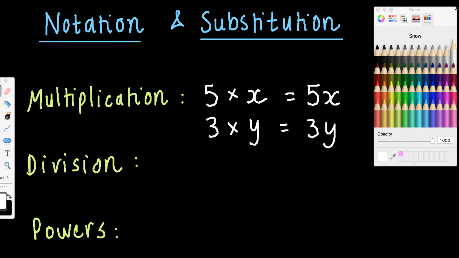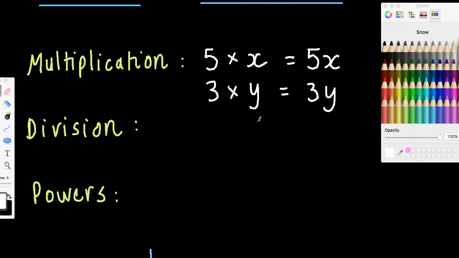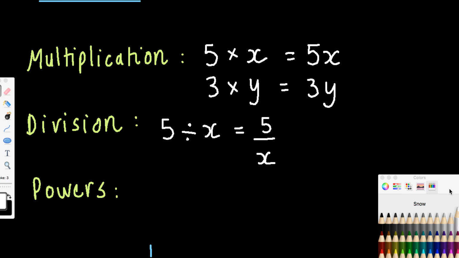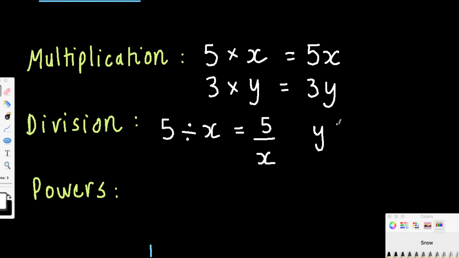Now, in division, very similar, say you had 5 divided by x, we would write that not with the division symbol, but with a fraction like this, 5 over x. Or if you had something like y divided by 4, that would equate to y over 4, like so. So we tend not to use the division symbol either in algebra.